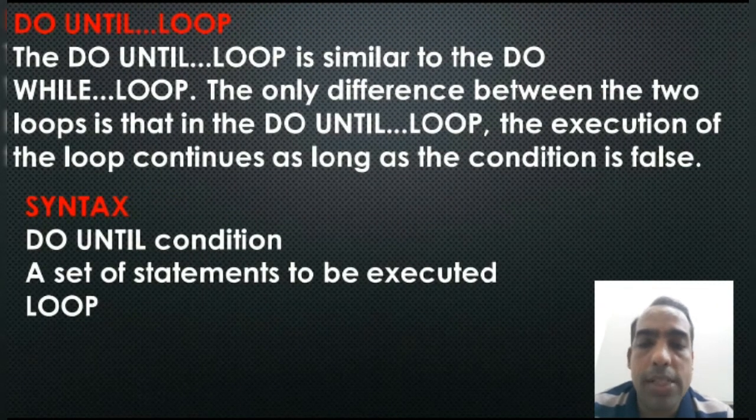Now I will explain to you the concept of do until loop. The do until loop is similar to the do while loop. The only difference between the two loops is that in the do until loop, the execution of the loop continues as long as the condition is false. Now you can see the syntax of do until loop. First we have to write do until, then condition. After that a set of statements to be executed again and again. At the end we have to write loop statement.